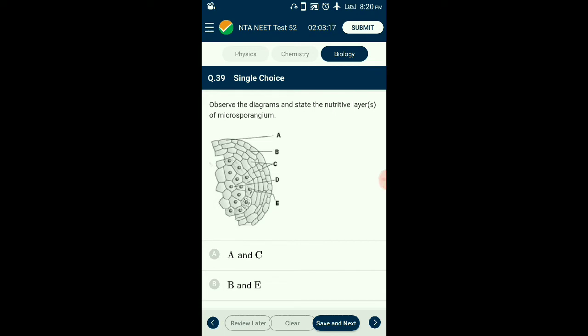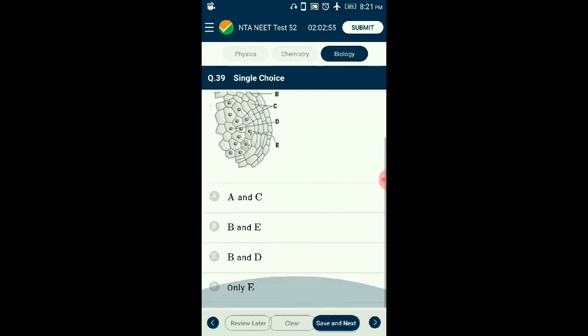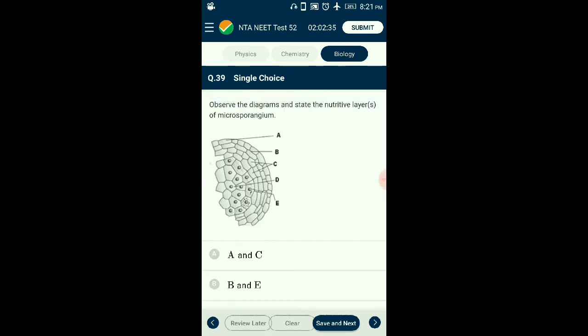Label C, middle layer, present between tapetum and endothecium, its function is protection and support in dehiscence. Label B, endothecium, inner to epidermis, has the function of protection and support in dehiscence. Label A, epidermis, is the outermost layer, protective in function. So the answer for this question is option D, from the given nutritive layer of the microsporangium.